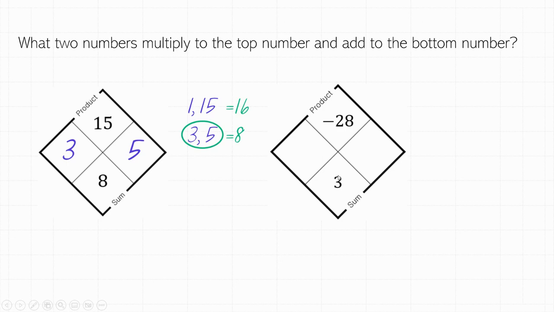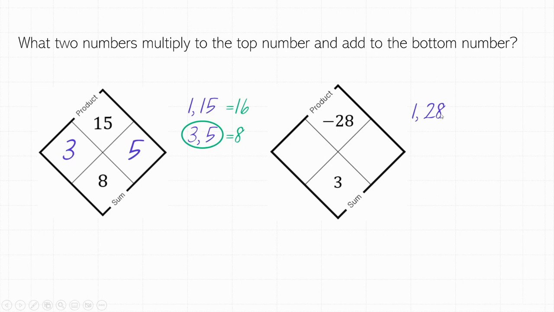Looking at this next example, we want to have a product of negative 28. The only way to get a negative product is to have one number being a positive and one number being a negative. So the numbers are going to have different signs. We're going to start by listing factors of 28. I'm going to ignore the negative for a minute. So I'm going to start with 1 and 28.